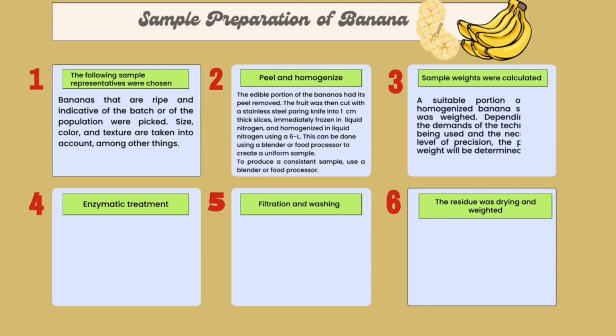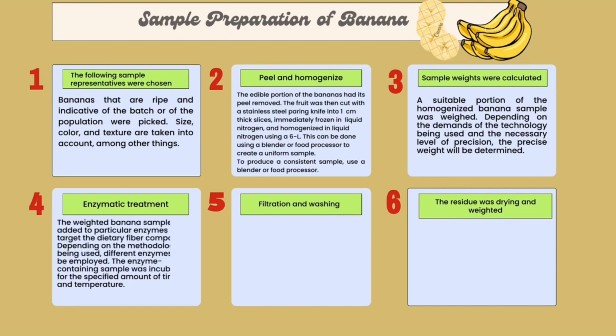Then, a suitable portion of the homogenized banana sample was weighed. Depending on the demands of the technology being used and the necessary level of precision, the precise weight will be determined. Next step, the weighed banana sample was added to particular enzymes that target the dietary fiber component. Depending on the methodology being used, different enzymes may be employed.